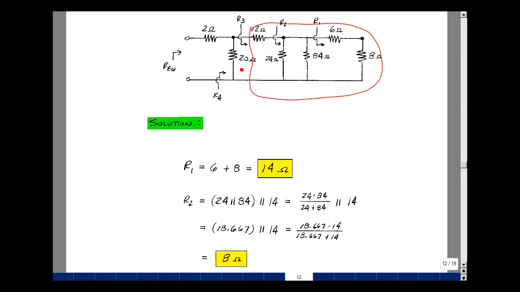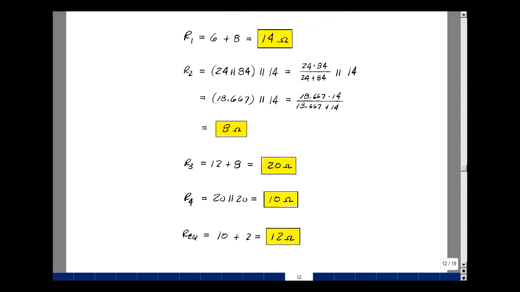So 20 in parallel with 20 is half the value, so it's 10. And that 10 then is in series with 2, which gives me 12 ohms. And that's our equivalent. R3 was 20, R4 was 10, and our equivalent was 12. This is supplemental problem 211.